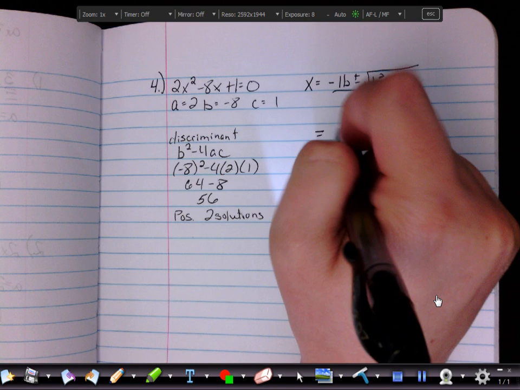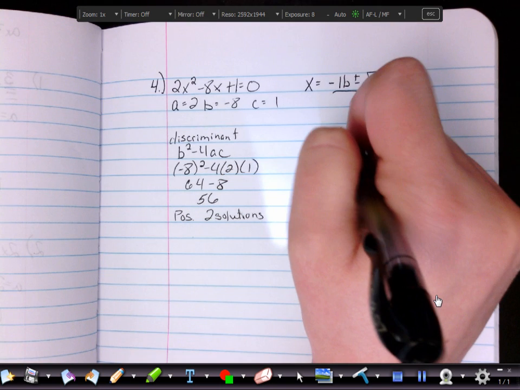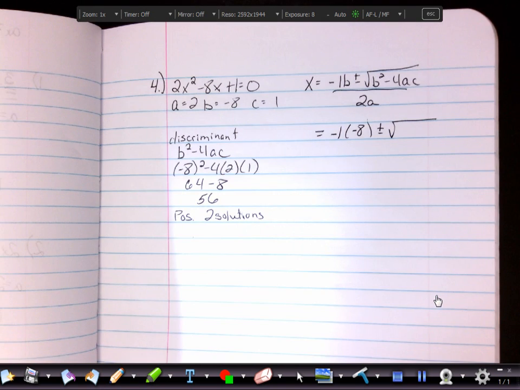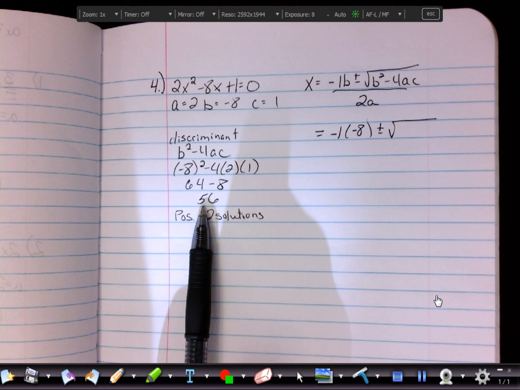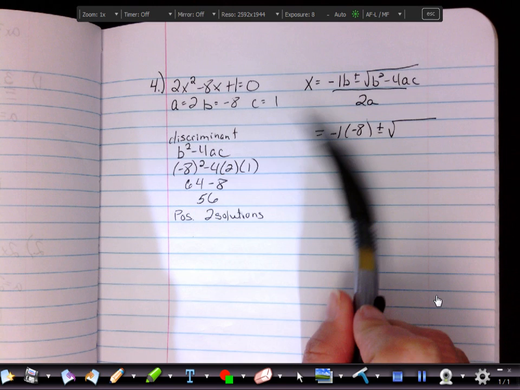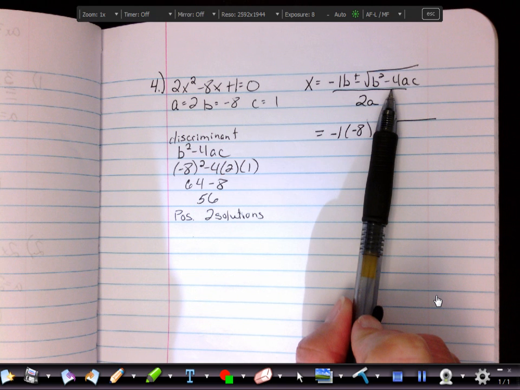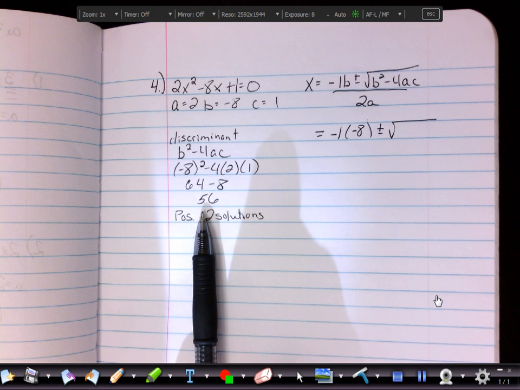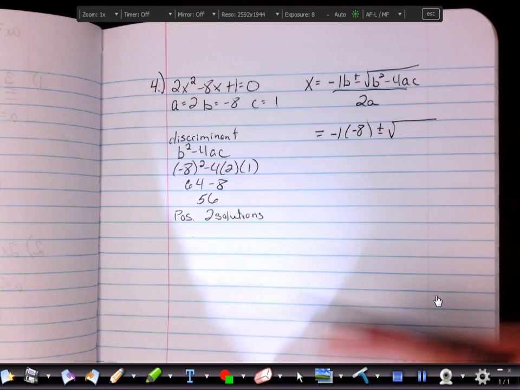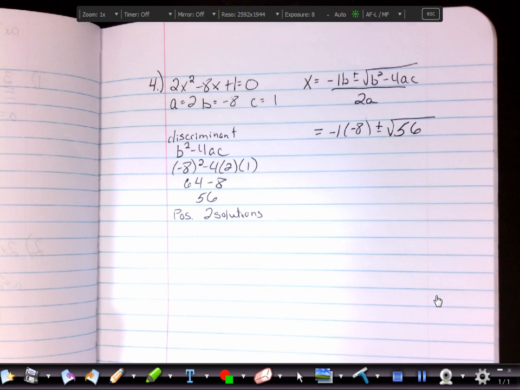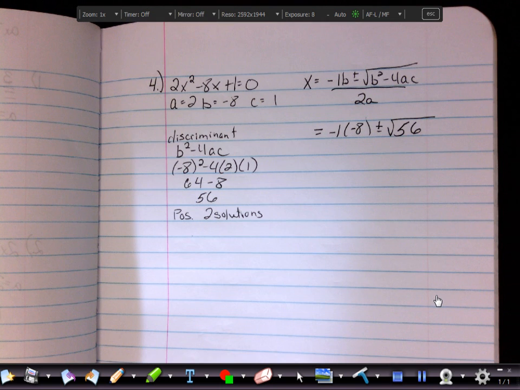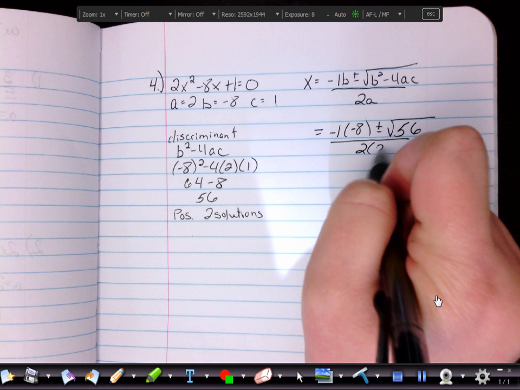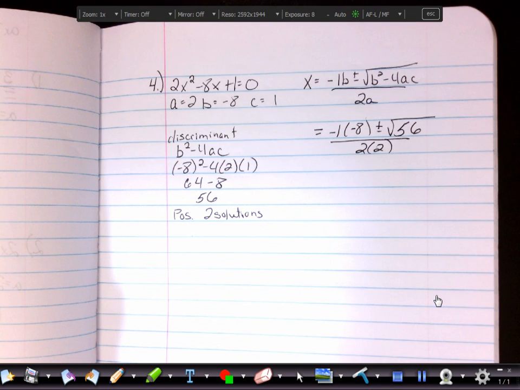So I'm going to say negative 1 times b, and b is negative 8, plus or minus the square root. Now here, since we already found the discriminant, and the discriminant is what's actually underneath the square root, we don't have to plug all that back in again. We're just going to use that discriminant that we found. We found out that it was 56. So we're just going to put 56 underneath the square root, all over 2 times a, which is 2.